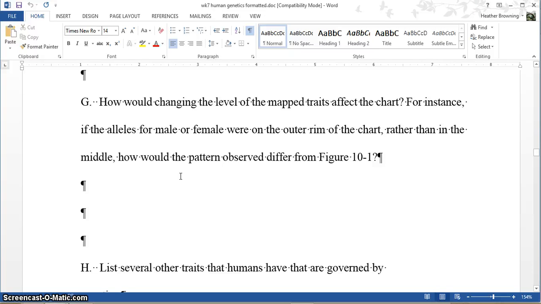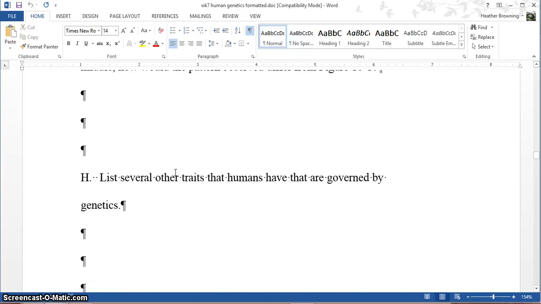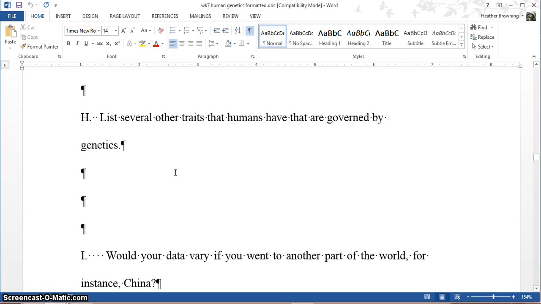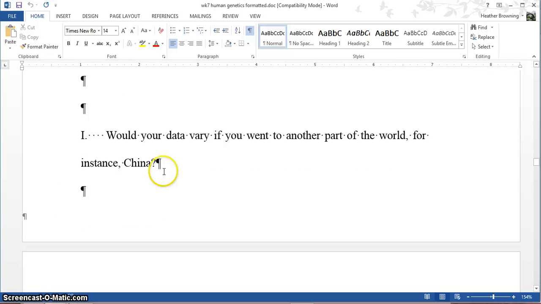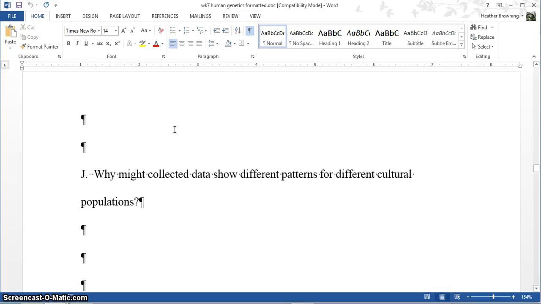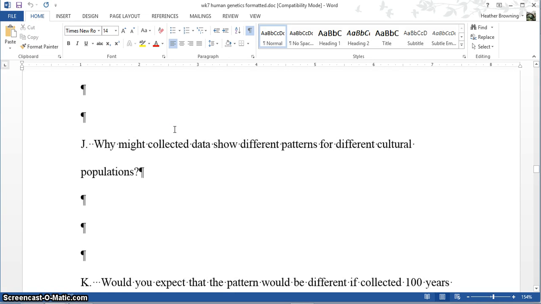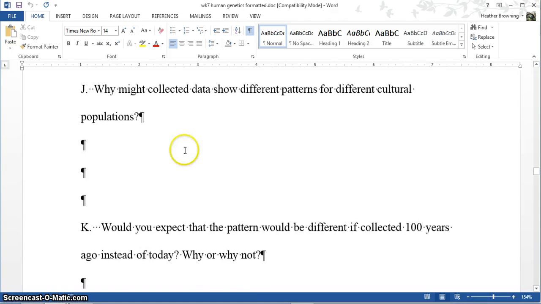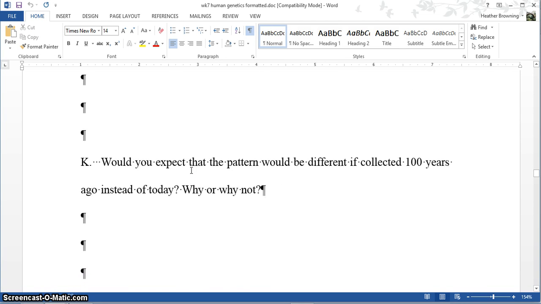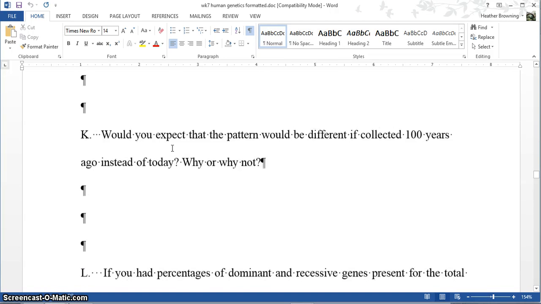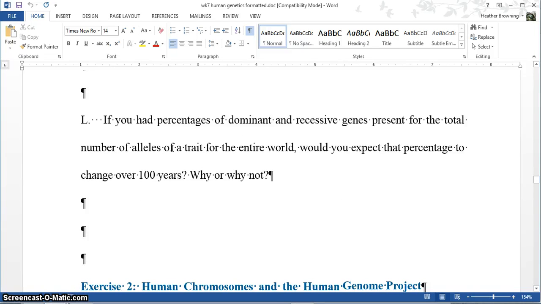Let's see. List several other traits that could have been governed by genetics. Can't think of anything, you can Google it. Like, would you expect China to be different if you weren't looking at the US? Would there be different things? Different patterns for different cultural populations? Would you expect it to be different in 100 years? If you have the percentage of everybody in the world, would you expect the percentage to change over 100 years?